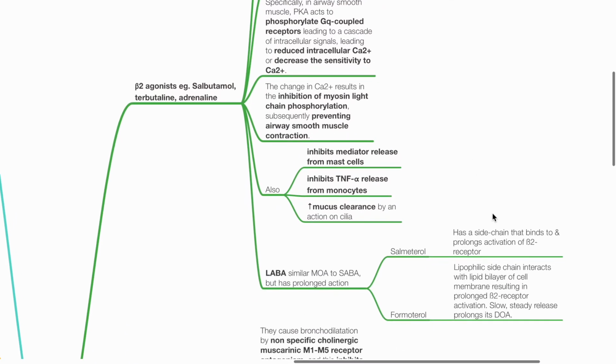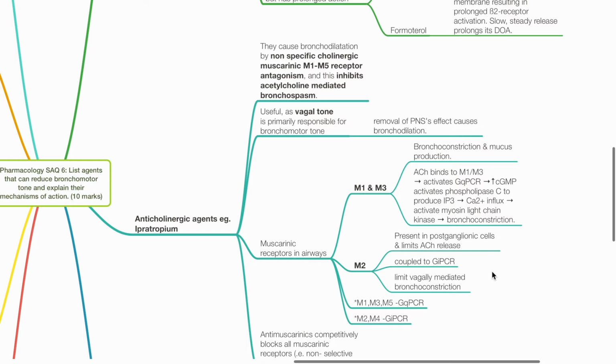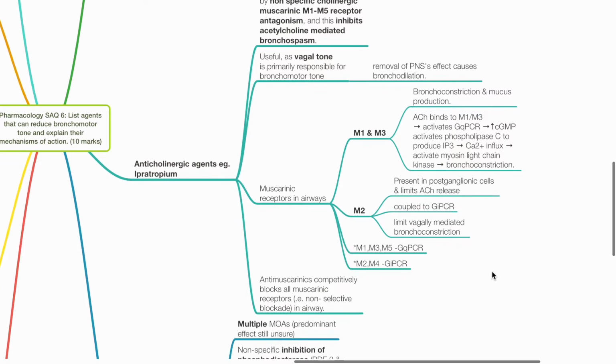Beta-2 agonists also inhibit mediator release from mast cells, inhibit TNF-alpha release from monocytes, and increase mucus clearance by action on cilia. Anticholinergic agents such as ipratropium cause bronchodilation by non-specific cholinergic muscarinic M1 to M5 receptor antagonism, and this inhibits acetylcholine-mediated bronchospasm. They are useful as vagal tone is primarily responsible for bronchomotor tone. Removal of parasympathetic nervous system effects causes bronchodilation.